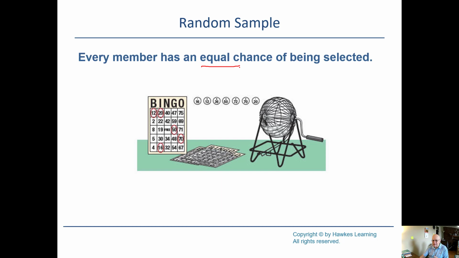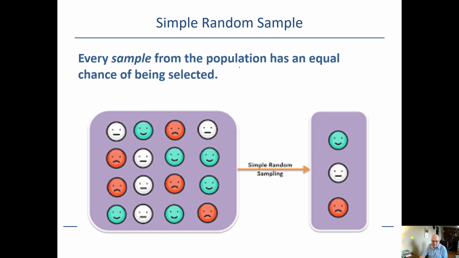Now, notice the difference with this one. In this one, you're picking up one item, and any one item has the same chance as any other one item. Next, simple random sample. So notice this is the difference between these two, and what does that mean for us? It says every sample has an equal chance of being selected.